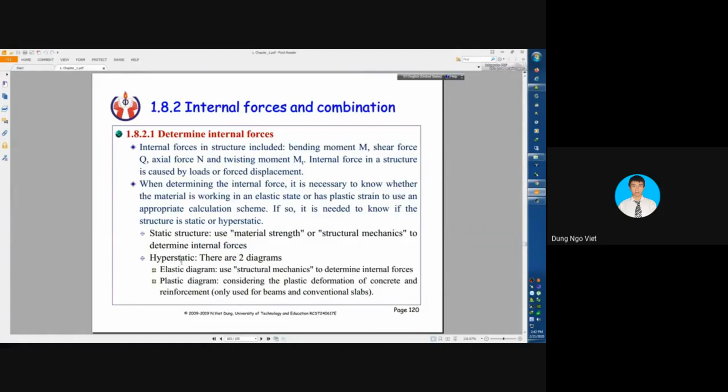For hyperstatic structures, there are two diagrams. The first one is the elastic diagram, and this diagram uses structural mechanics to determine internal forces. And the second will be the plastic diagram. In this diagram, we consider the plastic deformation of concrete and reinforcement, and it is only used for beams and conventional slabs.